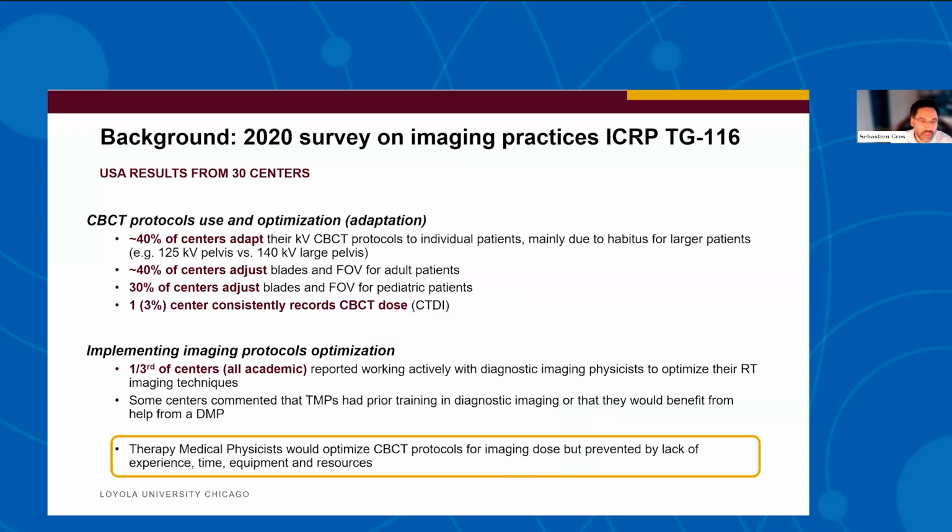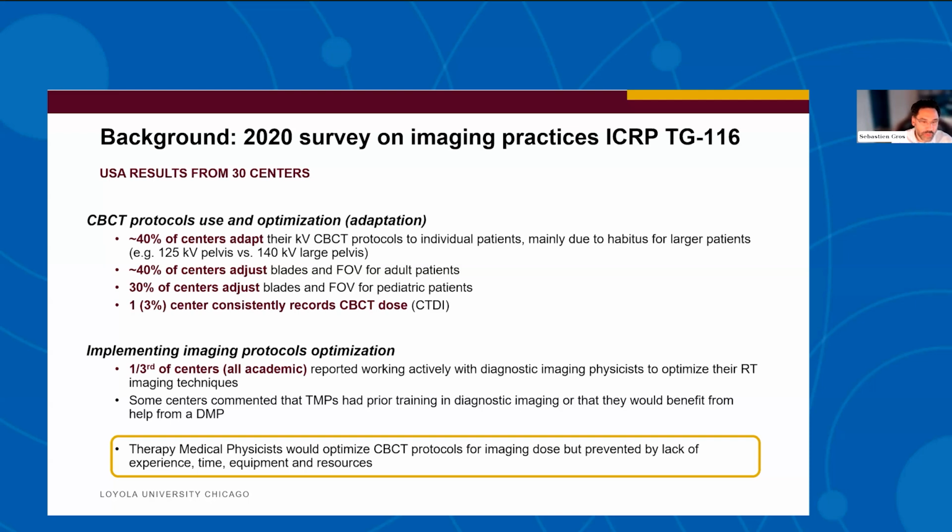And the last thing I wanted to mention, when you look at whether centers were reporting optimizing or adapting their protocols, you could see that less than half of the centers would adapt the imaging protocols to individual patients, and that the protocol optimization efforts were only concentrated in academic centers. And in the US, they are a minority. The majority of the centers are community hospitals or standalone centers.